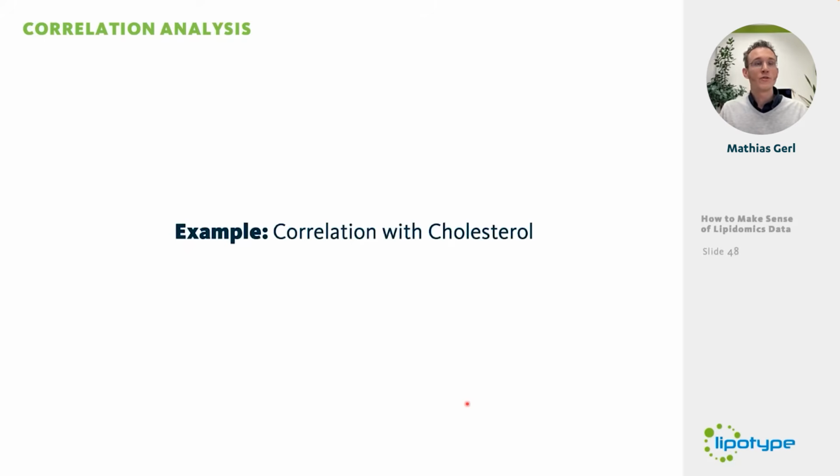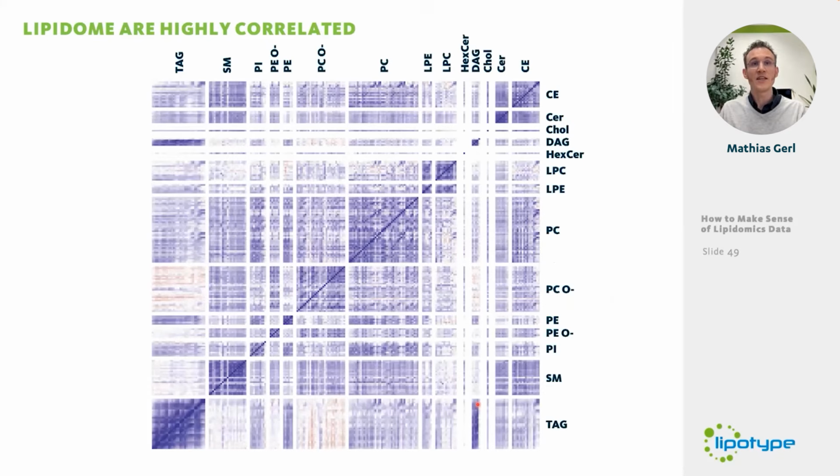Good. Here we do one example that is the correlation with cholesterol, and that is an easy target because lipidomes are multi-correlated. They have the feature called multicollinearity that I can't pronounce. But that means that lipidomes are highly correlated within themselves already.